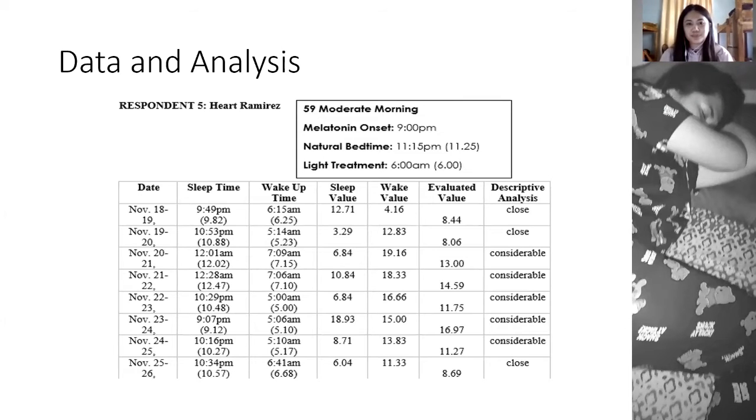In this result, we converted the time into a value where we could easily solve it using decimals. After using the formula for sleep value, I got 12.71. The same goes with the wake value, which is 4.16. To get the evaluated value, I added the sleep value and wake value and divided it by 2 and got 8.44. This belongs to the close category since it is between 0 to 10. Therefore, the descriptive analysis is close.